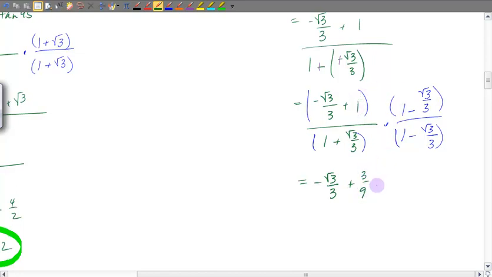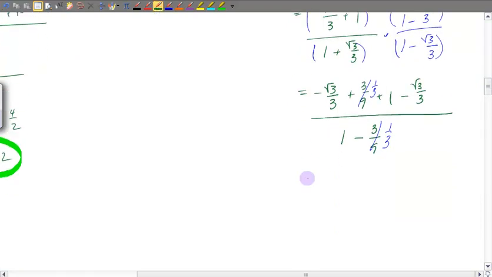Now let's do 1 and then minus square root of 3 over 3. So the denominator, since these have opposite signs, becomes the square of the first minus the square of the last, which would just be 3/9. Now, 3/9 and 3/9 reduce to 1/3. I'm going to reduce those.